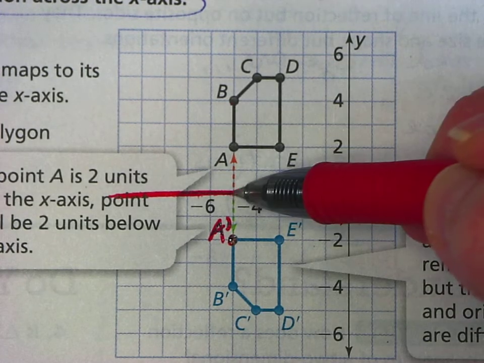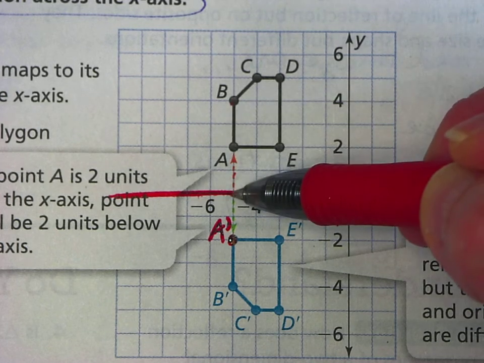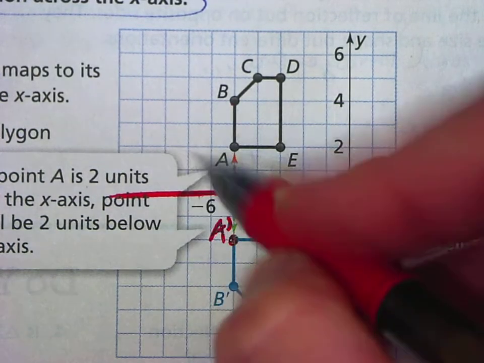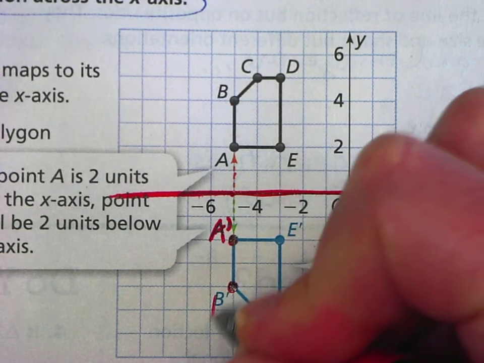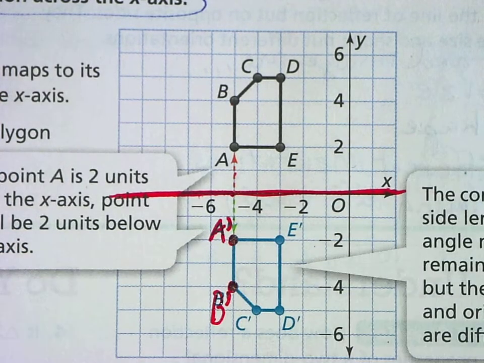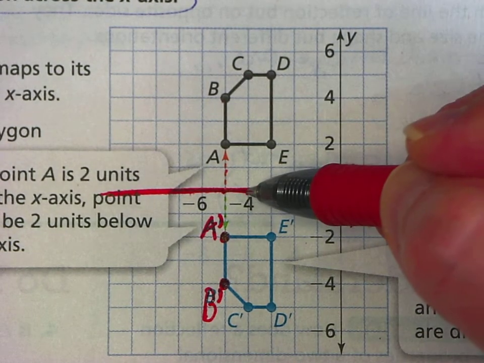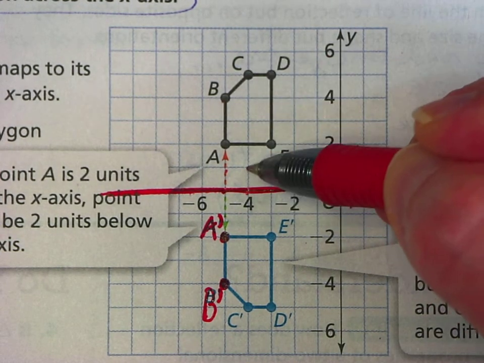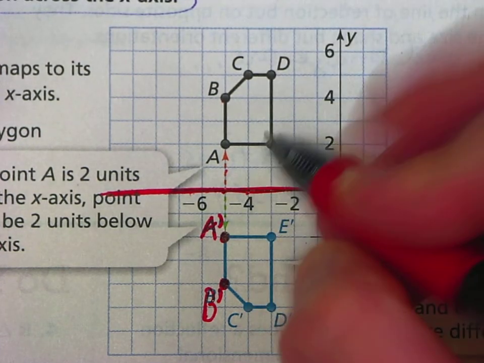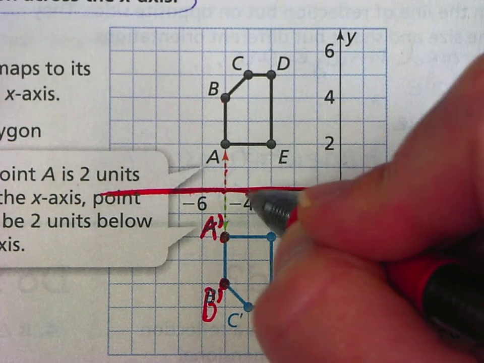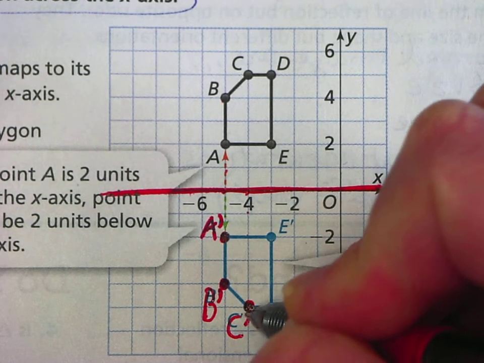B, go back to the center, 1, 2, 3, 4 units above your center line, your line of reflection. You're going to go 1, 2, 3, 4 units below. That would be B'. You have to label your points. C, you're going to go to your center line, and point C is 1, 2, 3, 4, 5 units above your line of reflection. You're going to go back to the line and count 1, 2, 3, 4, 5 units below. That would be C'.